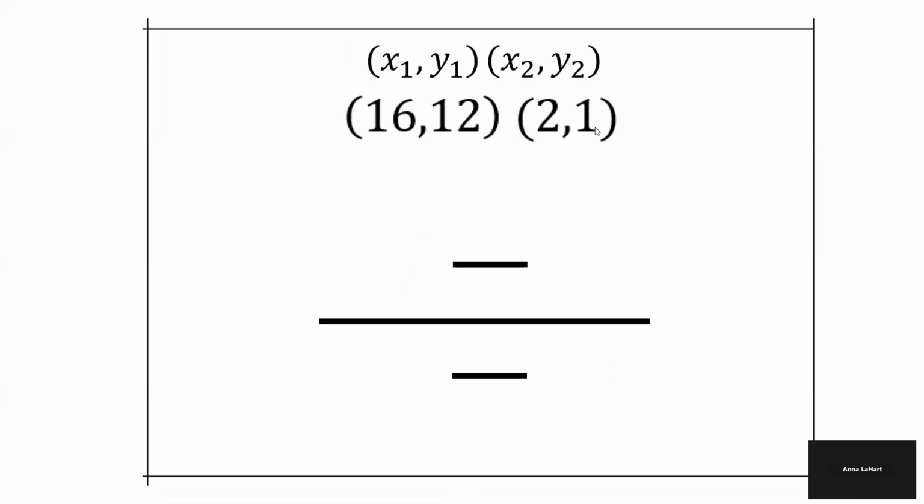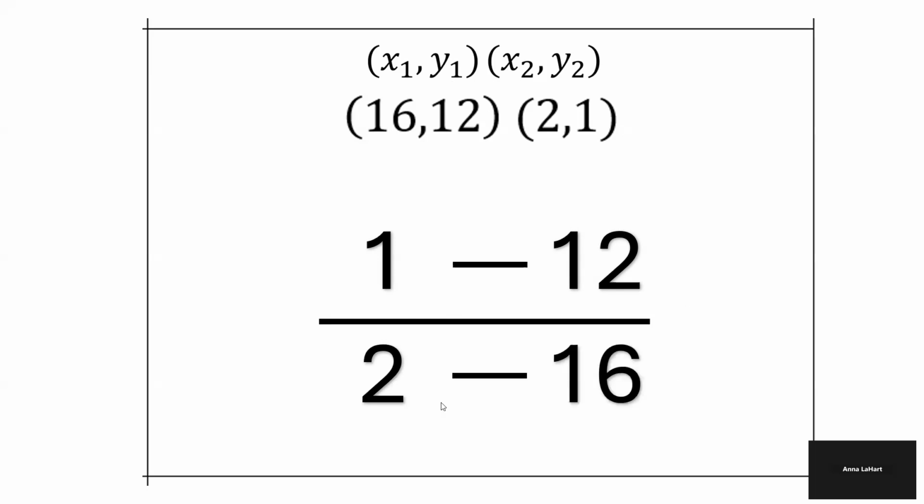Another one. Ooh, positives. This is nice. Okay, again, set yourself up for success with the fraction and the subtraction signs. Okay, we're going to go with Y2, which is 1, minus Y1, which is 12. The difference of your Y values over the difference of the X values. With 1, the X value for that is 2, so that goes there. And then the X value for 12 is 16. 1 minus 12, 2 minus 16, you'd end up with a positive 11/14.